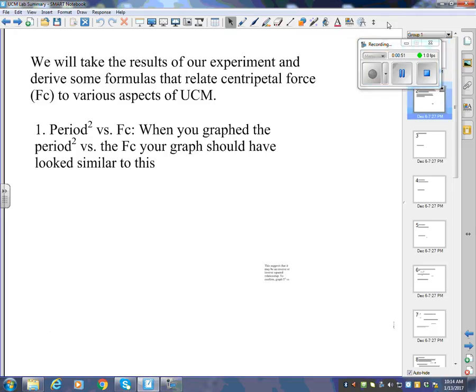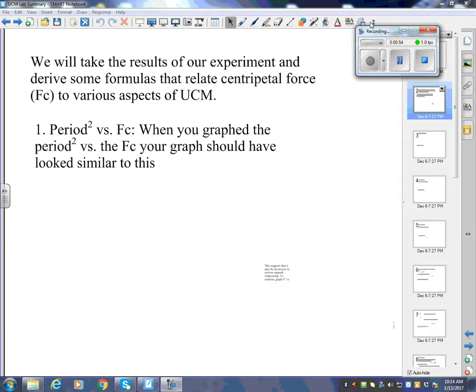Alrighty, so what we're going to do is take the results of our experiment and derive some formulas that relate centripetal force, Fc, to various aspects of UCM. UCM stands for uniform circular motion. Uniform means that it stays the same.